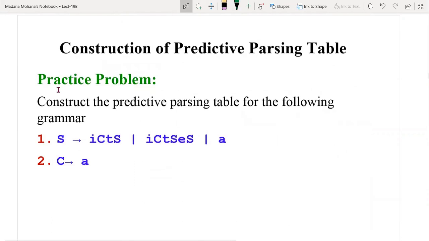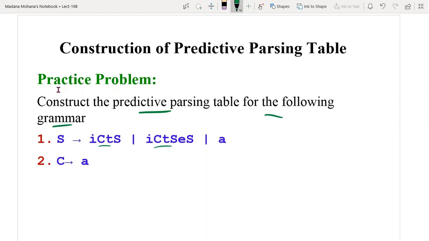Here one practice problem is also given. Construct the predictive parsing table for the following grammar. Even for first and follow values we gave the same practice problem. This grammar consists of left recursion, it is also non-left-factored, and it is even ambiguous.